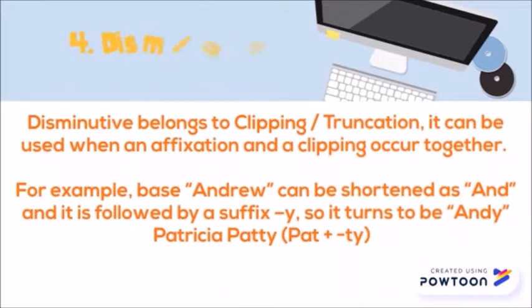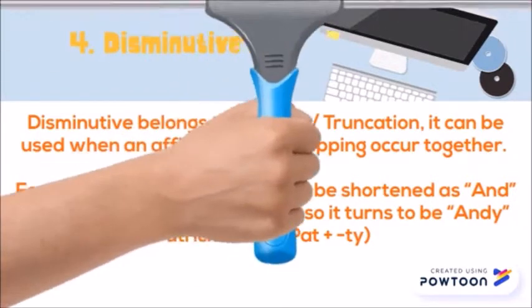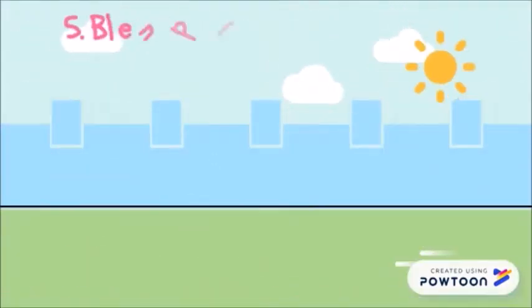4. Diminutive. Diminutive belongs to clipping or truncation. It is used when affixation and clipping occur together. For example, the base Andrew can be shortened to An, and it is followed by the suffix y, so it turns to be Andy. Another example is Patricia, Pat, plus y, Patty.